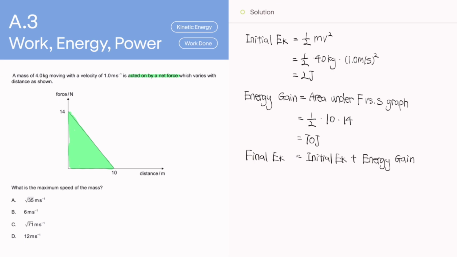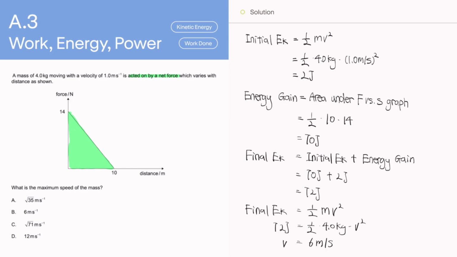Next, the total final kinetic energy is the initial energy plus the energy gain, which is 2 plus 70 equals 72. For the final velocity, let's apply the equation, substitute the values, and we get v equals 6 meters per second. So the answer is B.